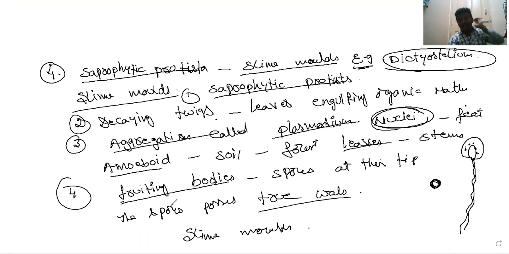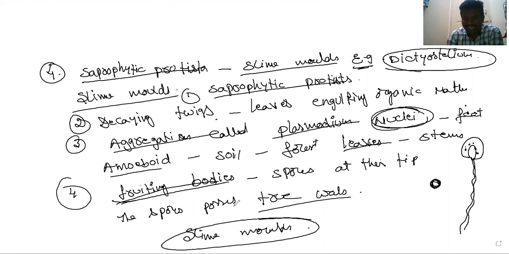During unfavorable conditions, they form fruiting bodies. Those fruiting bodies bear spores at their tips. The spores possess true walls, which act as a resistant material. They are extremely resistant and can survive for many years under adverse conditions. The spores get dispersed by air, and under favorable conditions germinate again and form new slime molds.